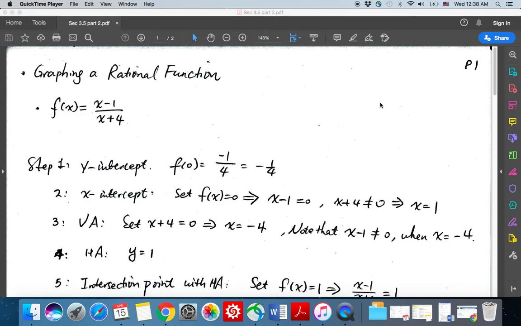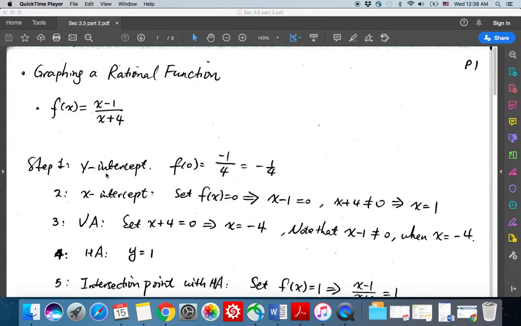Today we want to talk about graphing a rational function. We want to use the asymptotes and any key points of the rational function as aids to sketch the graph. Let's look at a concrete example: f of x equals (x minus 1) divided by (x plus 4).